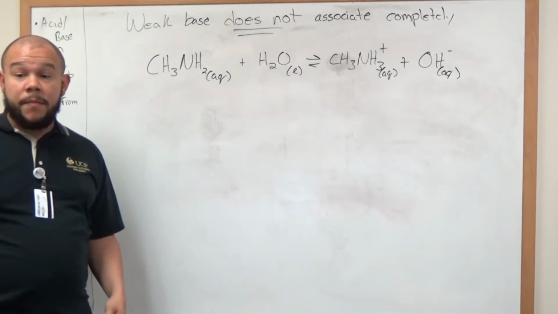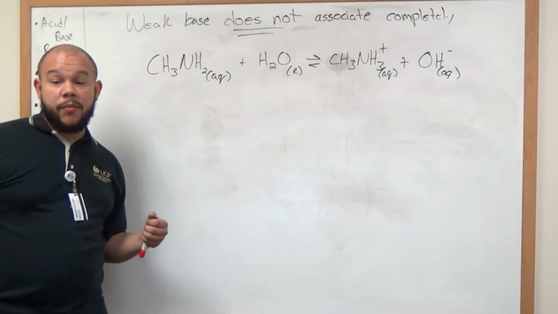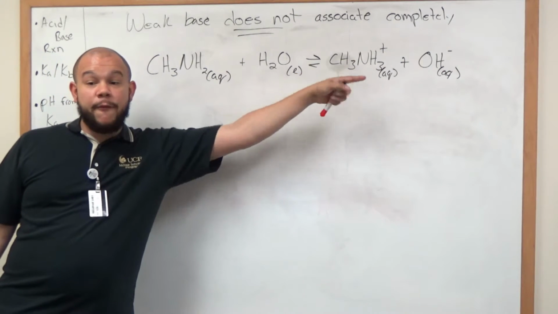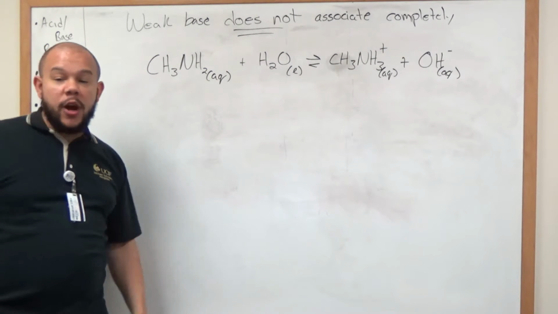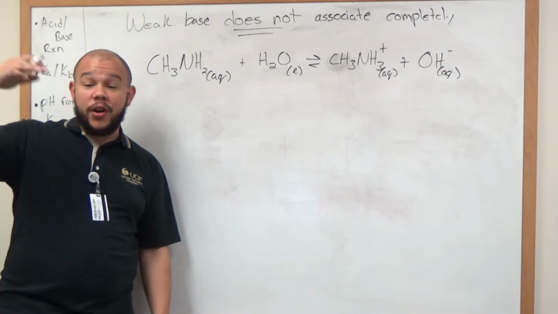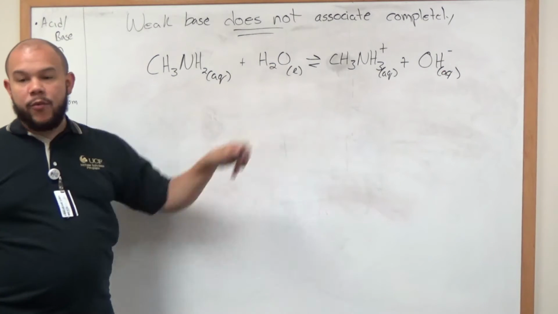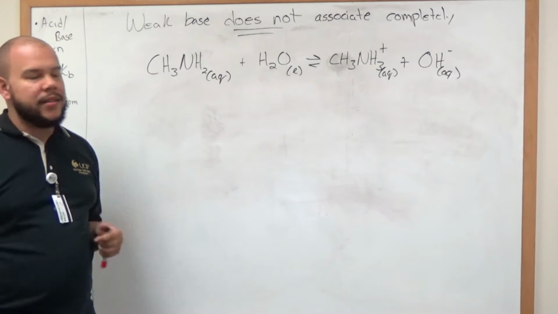Remember, if it is a base, then it is going to accept the proton from water in solution. It's going to create the conjugate acid and form hydroxide. We know the pH in this particular case is going to be greater than 7. We want a greater than 7 pH. Okay, we have a reaction 1 to 1 to 1. We're balanced. Everything is good.